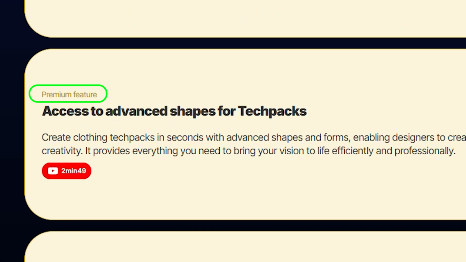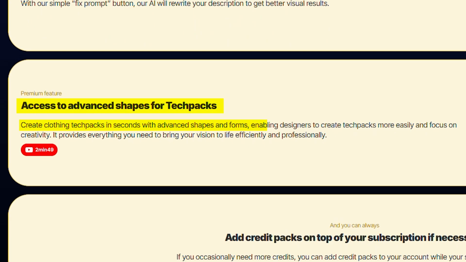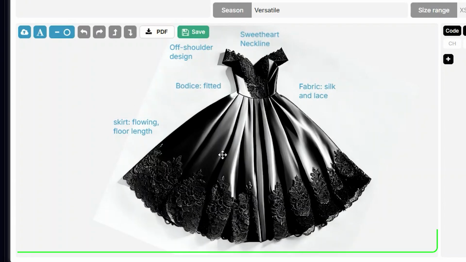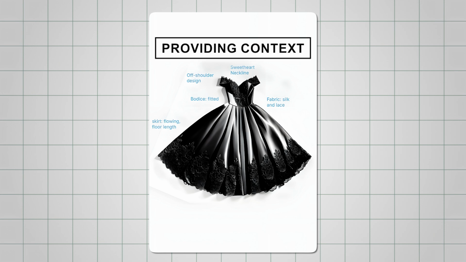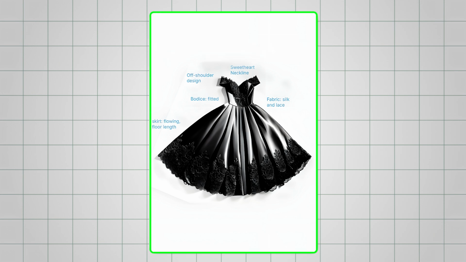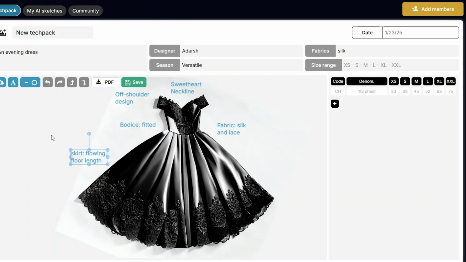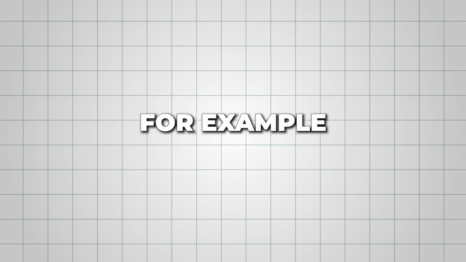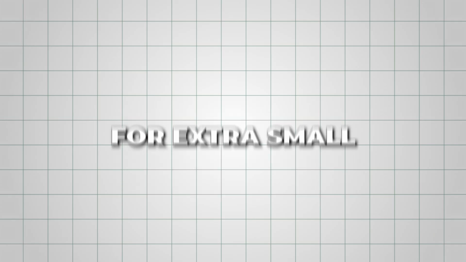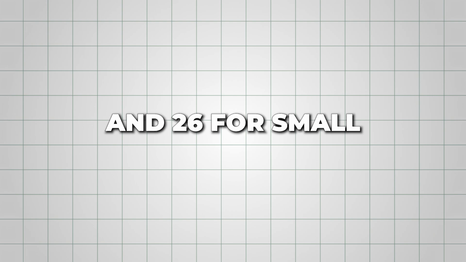If you're a premium user, you can also include additional shapes and connectors to explain your design in greater detail. This is how I added all the small details, providing context for the design and clearly explaining the concept behind it. The final step is the size measurements. On the right side of the screen, you can add measurements for all sizes in your design. For example, the waist size might be 24 for extra small and 26 for small.